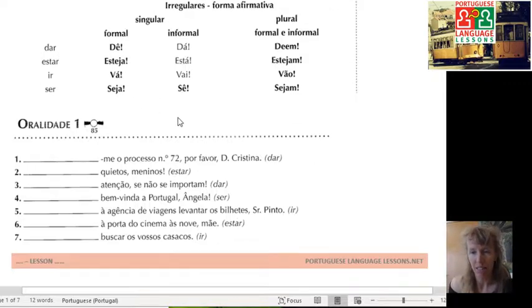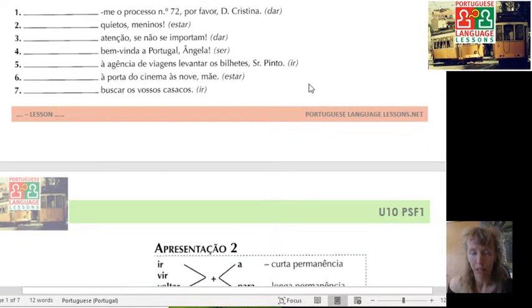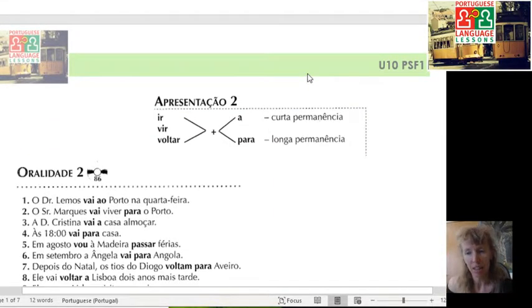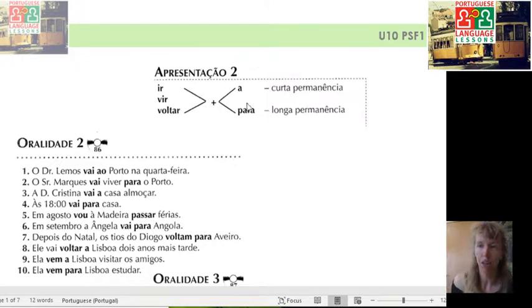Okay, and here there's an exercise where you put in one of these verbs. They've given you the verb. Look at the rest of the sentence to decide whether it's formal, informal, or plural to choose the right one. Okay, as usual, I'll give you all the answers. Then for the rest of the unit, they talk here about prepositions. Okay, I've made a separate video to help you with this. Okay, please look at the video.